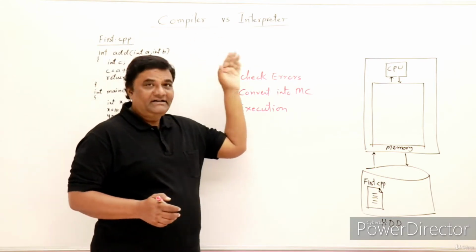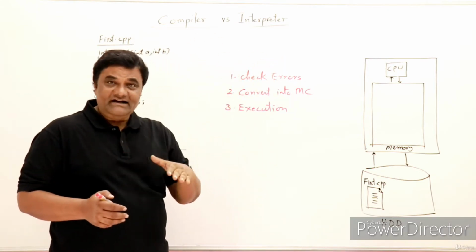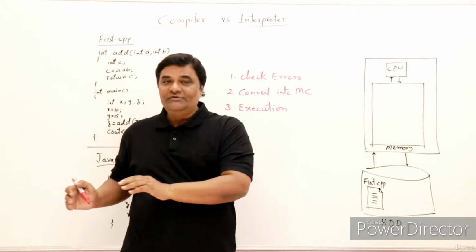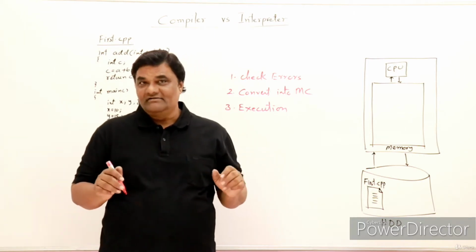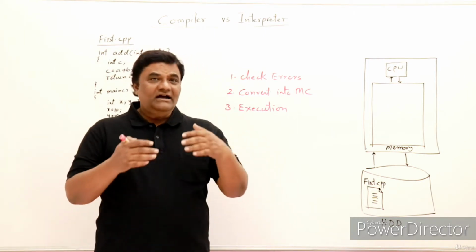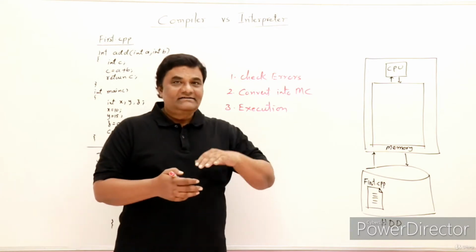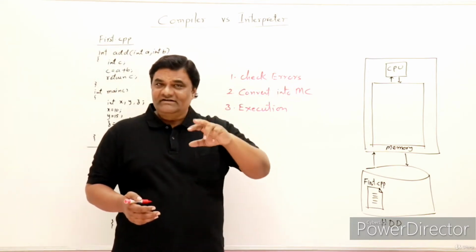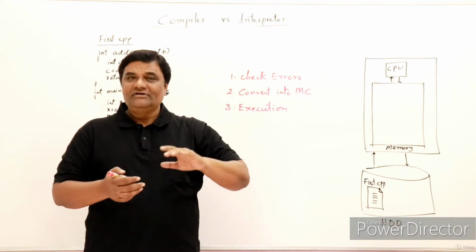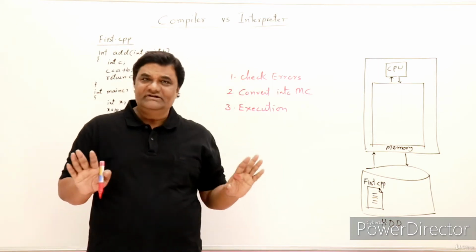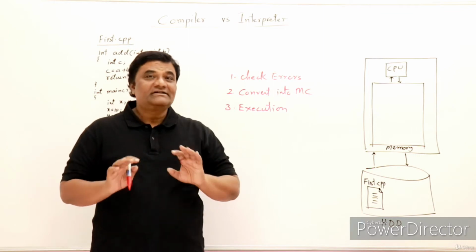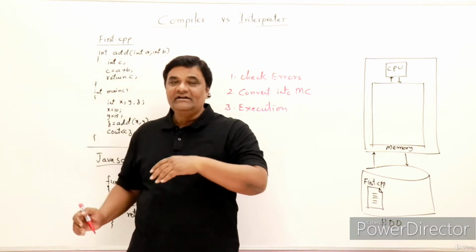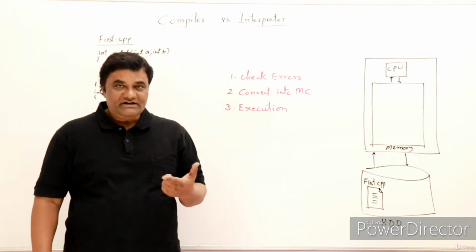So whether it is compiler or interpreter, it has to first check that the source code you have written does not have any errors. This is the first thing. And if there are no errors, then it will convert it into machine code. So majorly there are two tasks of compiler or interpreter, and they both do this: check for the errors, and if the source code is error free, then generate machine code.